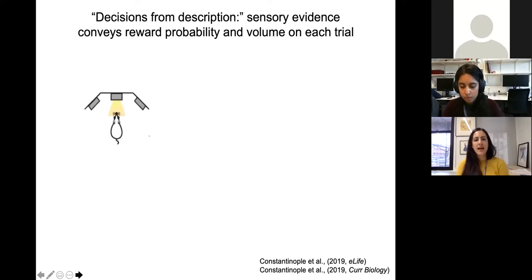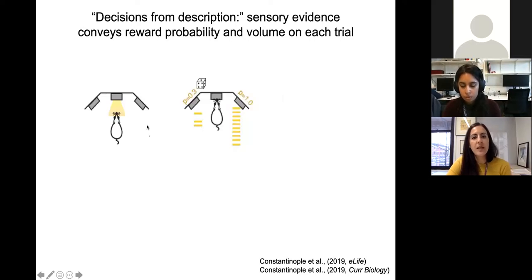Okay, so here's the task that we developed to elicit decisions from description. The key thing is that we wanted to explicitly offer the animal a lottery and a sure bet on each trial. And we use sensory evidence to do that. The rat initiates a trial by poking his nose in a central nose port. He's then presented with a series of light flashes, the number of which tell him the probability of reward at each port. So here, 3 flashes means probability of 0.3, and 10 flashes means a guaranteed reward on the right side.